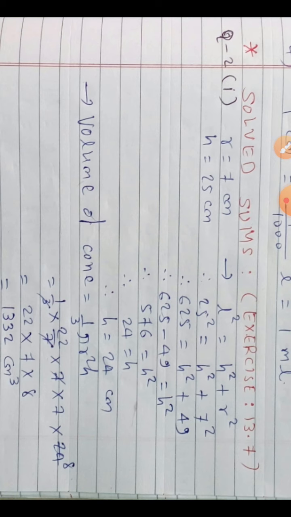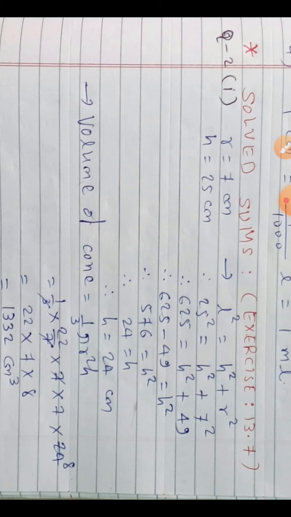All values are placed, the squares of 25 and 7 are done. 49 shifted, subtracted, means difference taken, and at last we got h² equal to 576, not h. So from h² to h we have to take the square root. The square root of 576 is 24. So we got height equal to 24 centimeter.